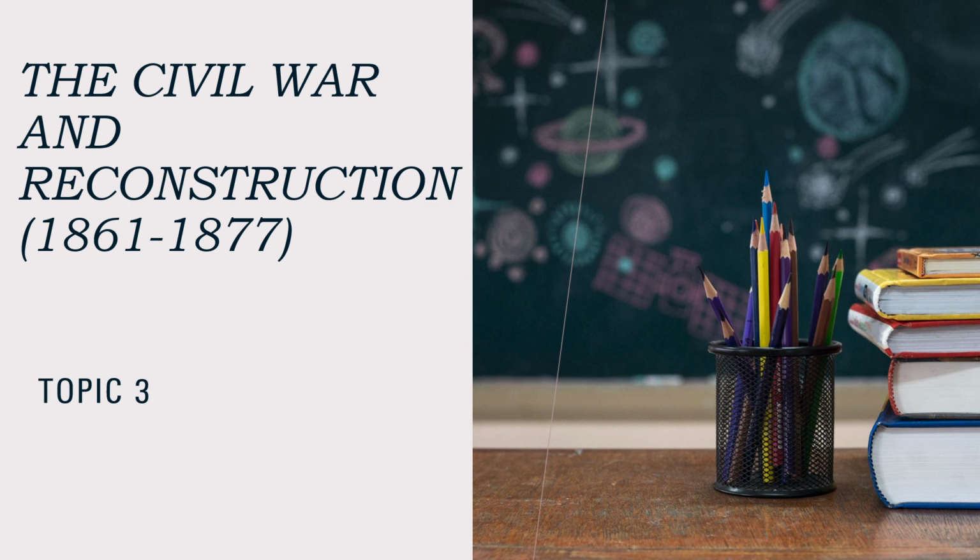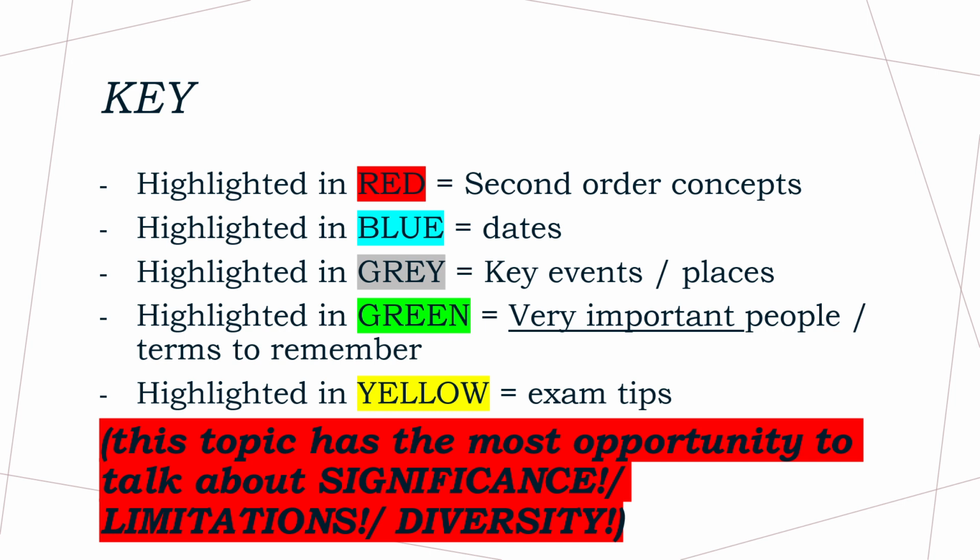Hello, and as promised, we are back with topic 3 of the Making of America, which is the Civil War and Reconstruction, which ranges from 1861 to 1877. So as in the last two videos, we have a key, and the second order concepts for this topic are very important just because there's so many.